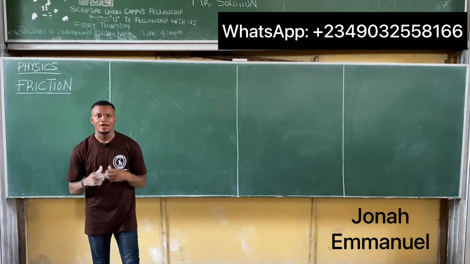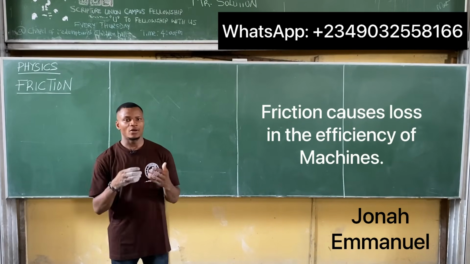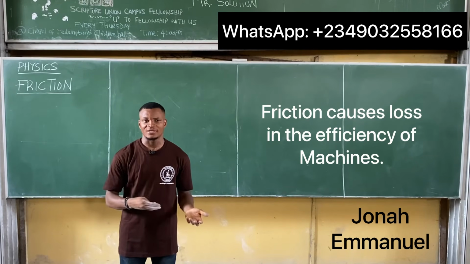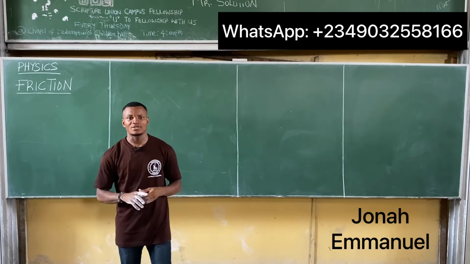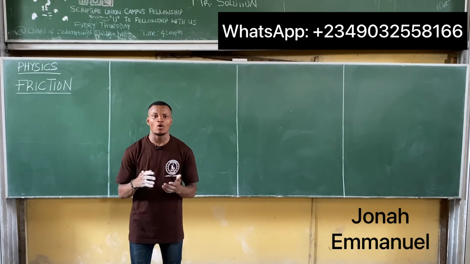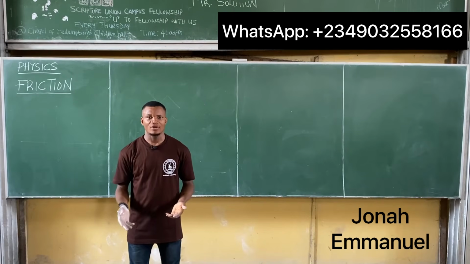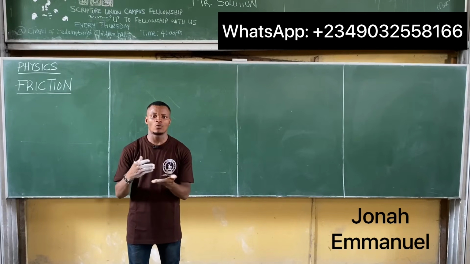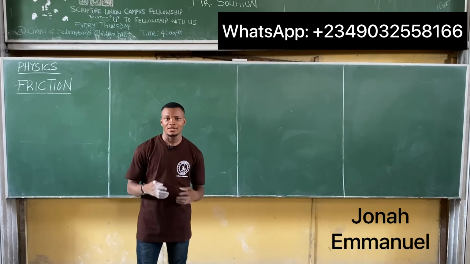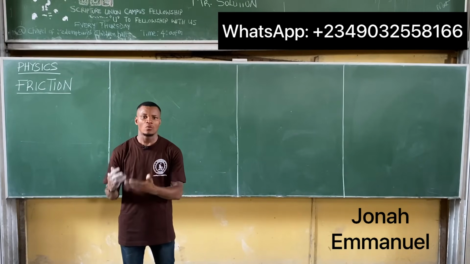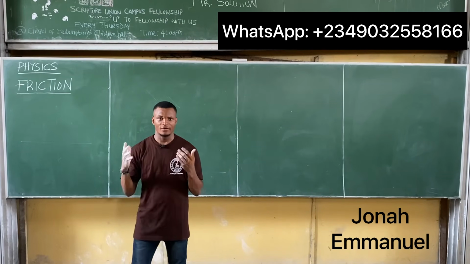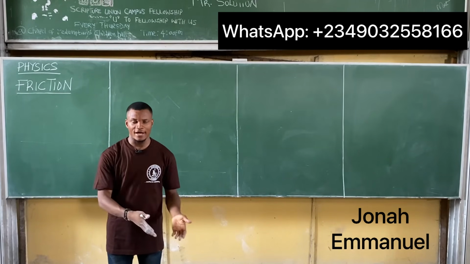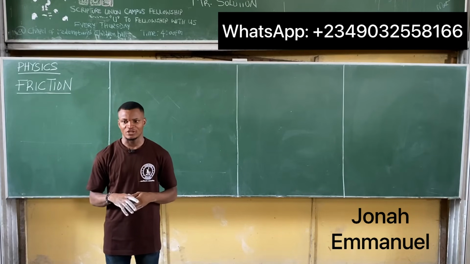Number two, friction causes loss in the efficiency of machines. We treated efficiency of machines in a previous class. There we said that the efficiency of a machine cannot be 100%. Why is this? Because some work is done to overcome friction. So since some useful work is being done to overcome friction, the efficiency of the machine cannot be 100%. So that becomes a disadvantage of friction. It reduces the efficiency of machines because some work has to be done to overcome that friction.